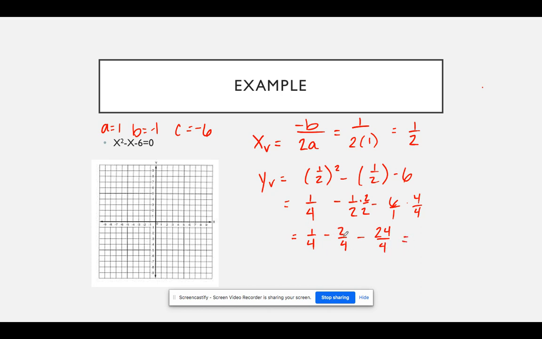So here, 1/4 minus 2/4 is going to be negative 1/4. Negative 1/4 minus 24/4 is negative 25/4. And so at this point, we probably would want to convert that to a decimal or at least a mixed number so that we can easily figure out where that's going to go on the graph. If I do that, I get negative 6 1/4 or negative 6.25. So I can go ahead and graph that. I'm at 1/2 and then negative 6.25.